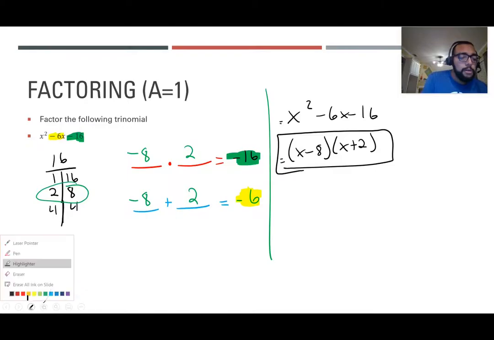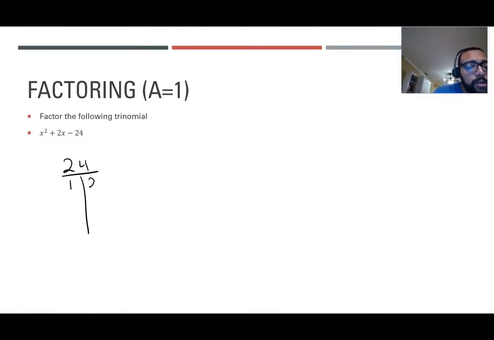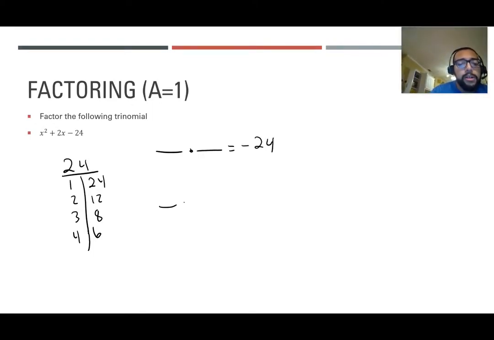So I think I have one more example where a is 1. I do. Awesome. So same thing here. Find the factors of 24. So 1 and 24, 2 and 12, 3 and 8, and 4 and 6. And what am I looking for again? I'm looking for two numbers such that when you multiply, you get negative 24, and when you add, you get a positive 2.